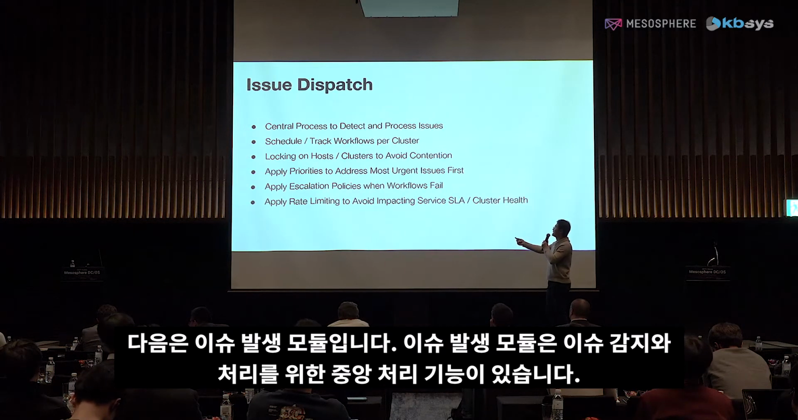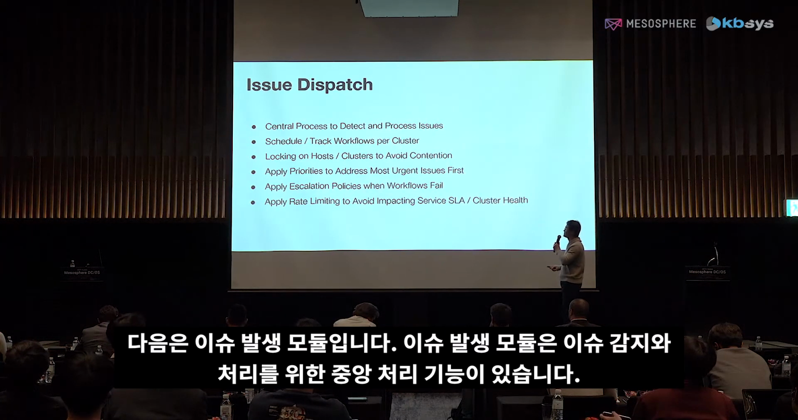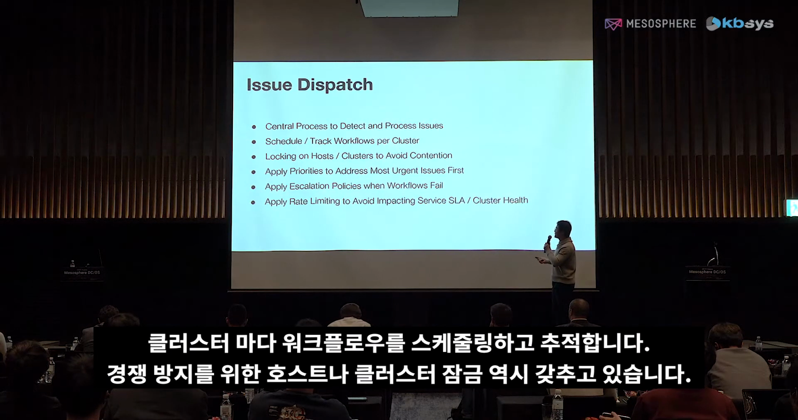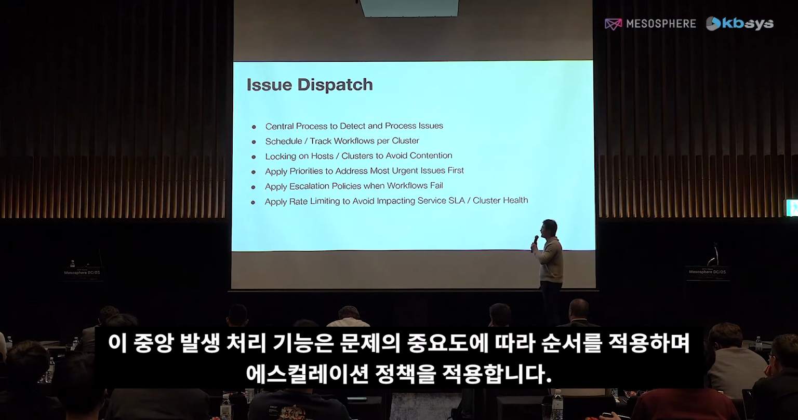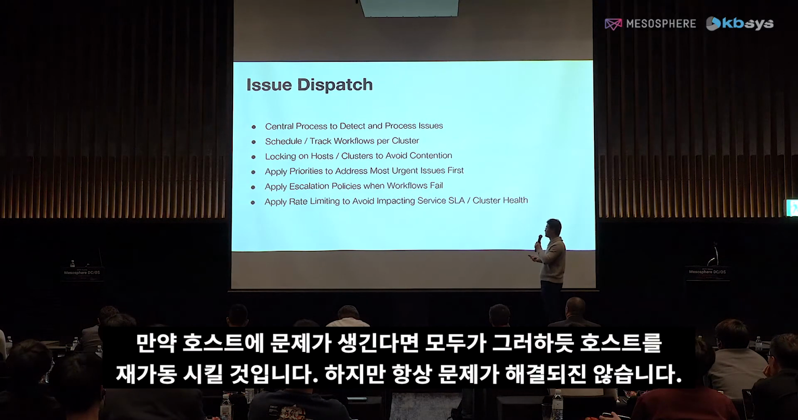Next part is the issue dispatch module. For the issue dispatch module, we have a central process to detect and process issues. We schedule and track workflows on a per cluster basis. We also do locking on hosts or clusters to avoid contention. This central dispatching process also applies priorities to address the most urgent issues first. And we also apply escalation policies when a workflow fails.